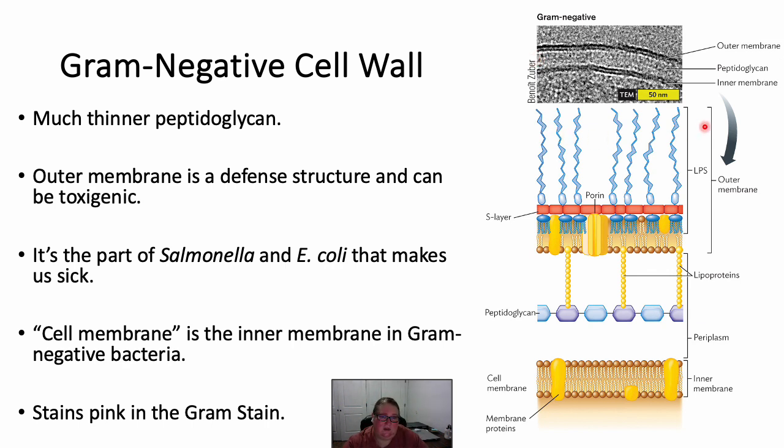This LPS layer is really important because this is what makes bacteria like Salmonella species and E. coli make us sick. In fact, this outer membrane is part of the cellular envelope. This outer membrane is their defense structure. This is their first line of defense, and it can be toxigenic, meaning it can make something toxic. So this LPS layer is what's going to make us sick, and we're going to talk about what specifically in the LPS layer makes us sick. And just a reminder, because this has the thin peptidoglycan layer, gram-negative cells are going to stain pink and not purple.